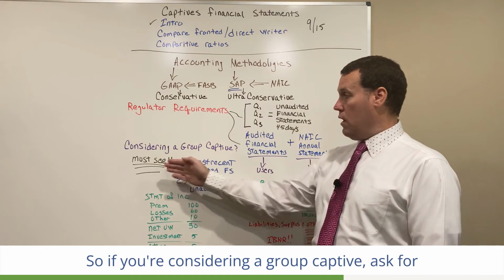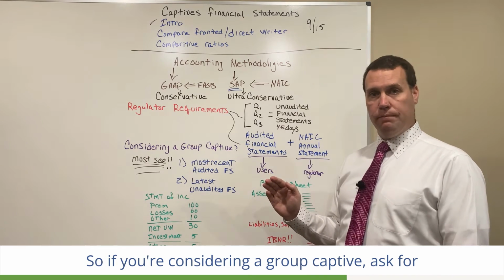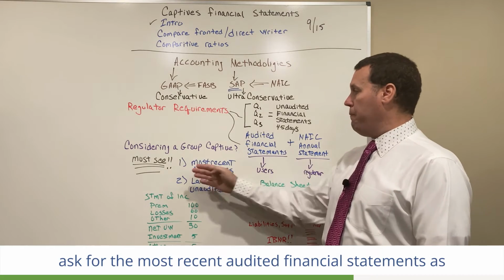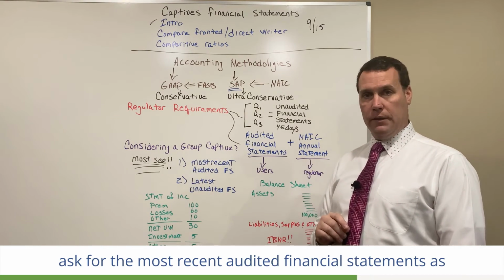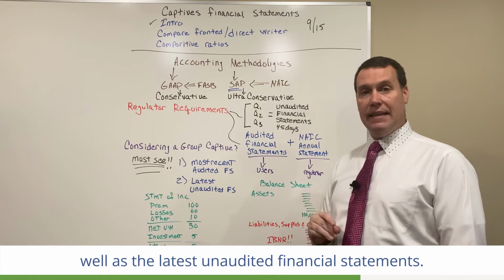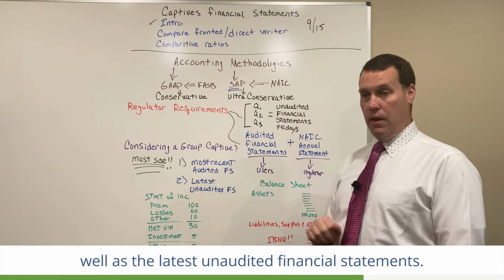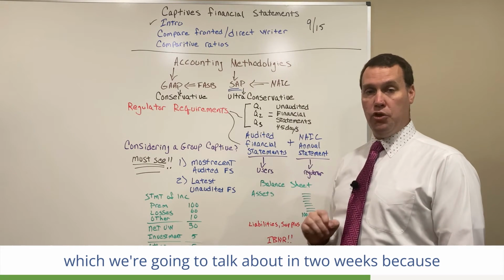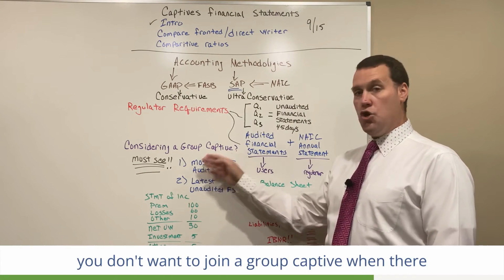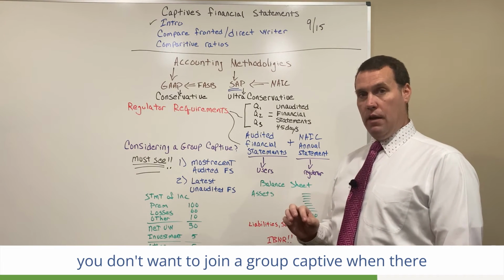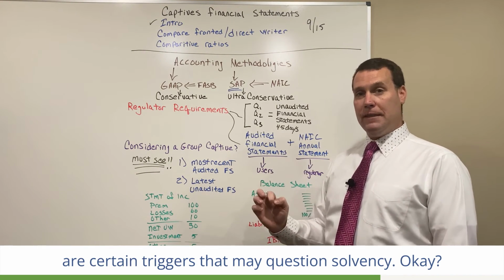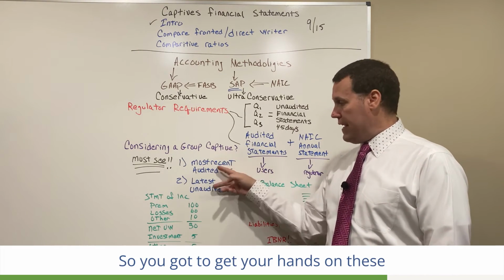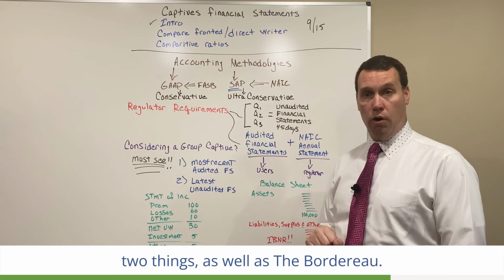Okay, so if you're considering a group captive, ask for the bordereau report, but you're also going to ask for the most recent audited financial statements, as well as the latest unaudited financial statements. This is where you're going to do some comparative ratios, which we're going to talk about in 2 weeks, because you don't want to join a group captive when there are certain triggers that may question solvency. Okay? So you got to get your hands on these two things as well as the bordereau.